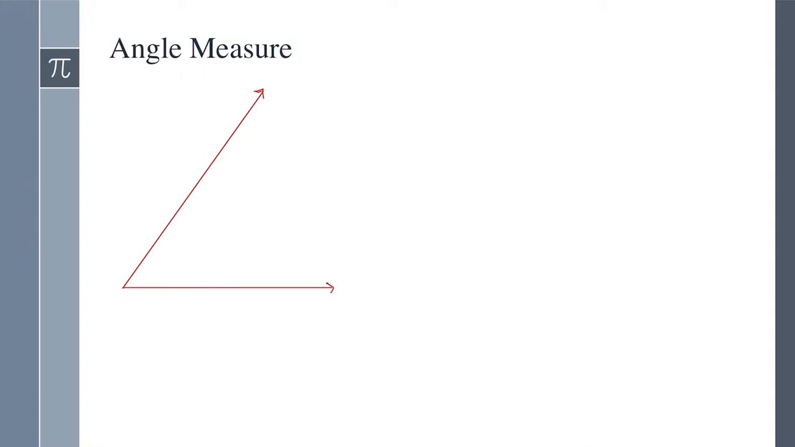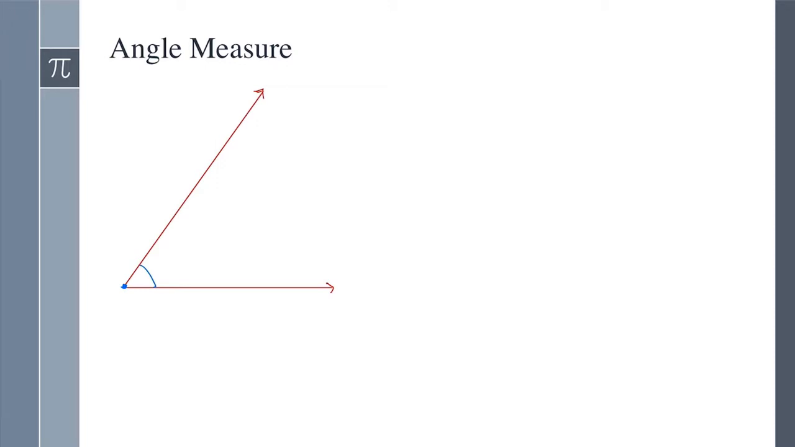So let's start with the definition of an angle. An angle is formed when two rays intersect at a common endpoint. For example, here we have these two rays and they intersect at the common endpoint. So this is an angle. That's how the angle is formed.